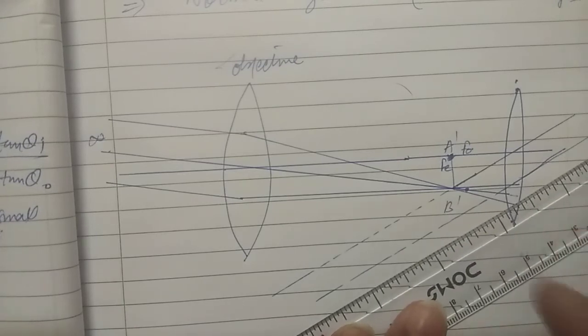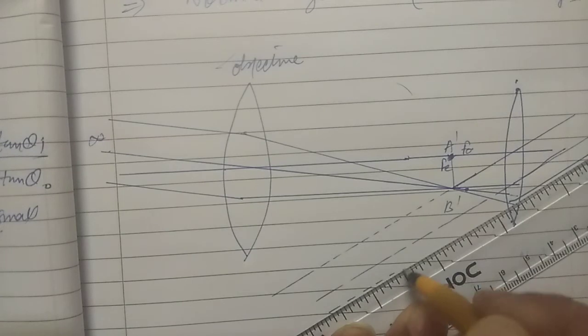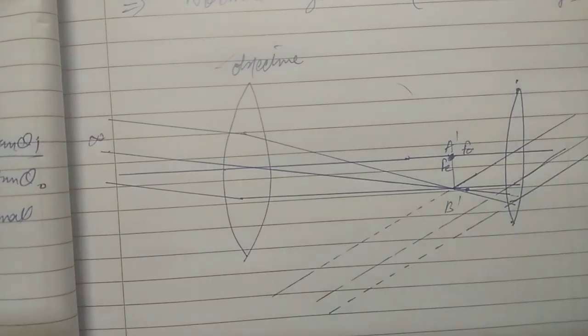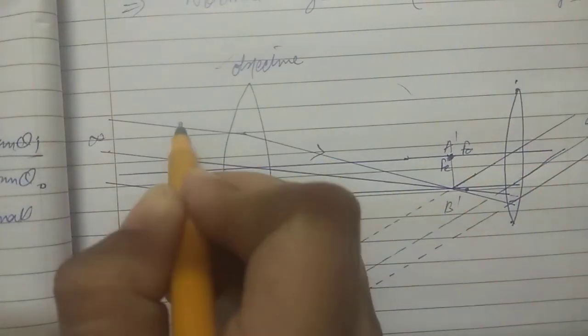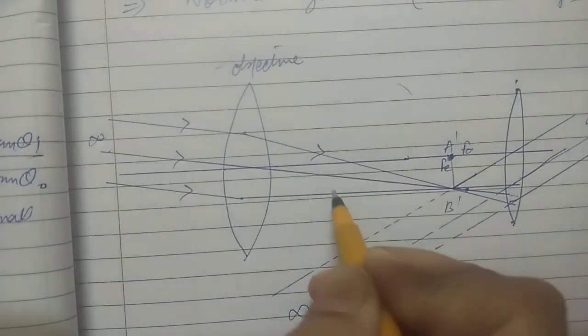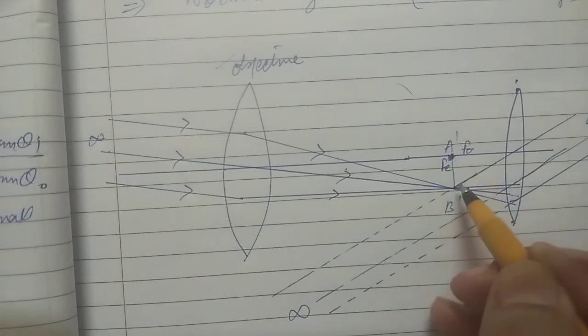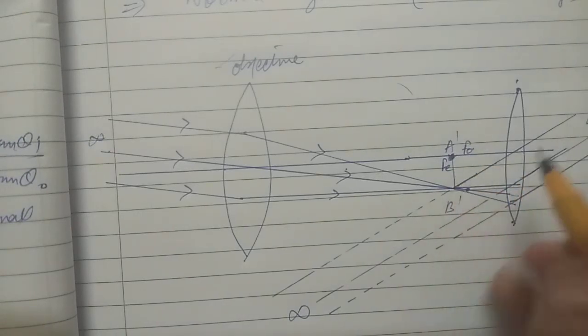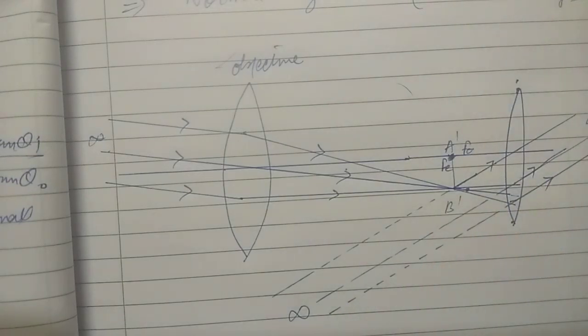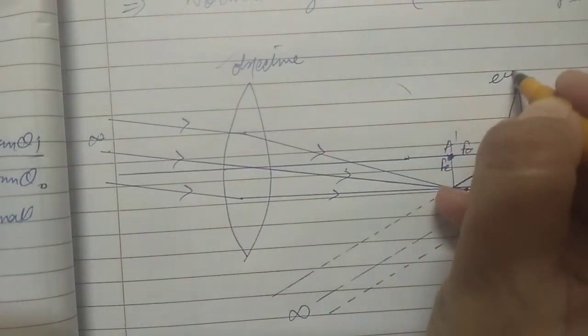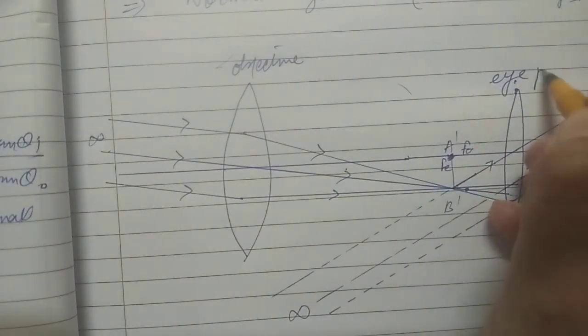So all the 3 or 4 rays which we want to draw can be drawn. These parallel rays are showing that the image is formed at infinity. These rays have come from infinity to give you the image at the focus of the objective, and this image is at the focus of the eyepiece also. So the final image would be formed at infinity. So this is the ray diagram for the normal adjustment.